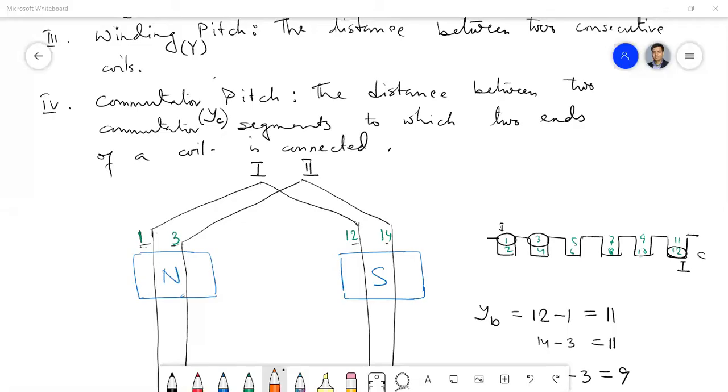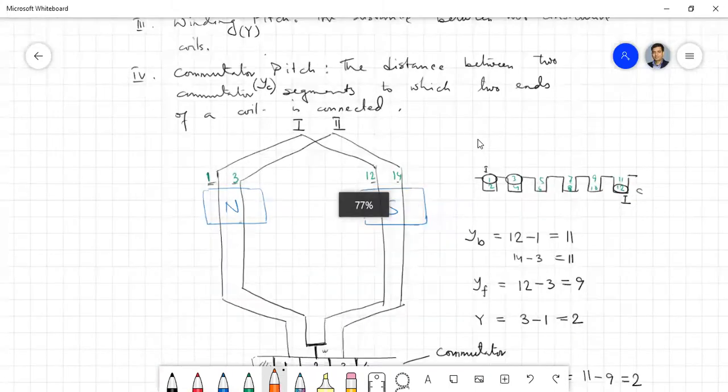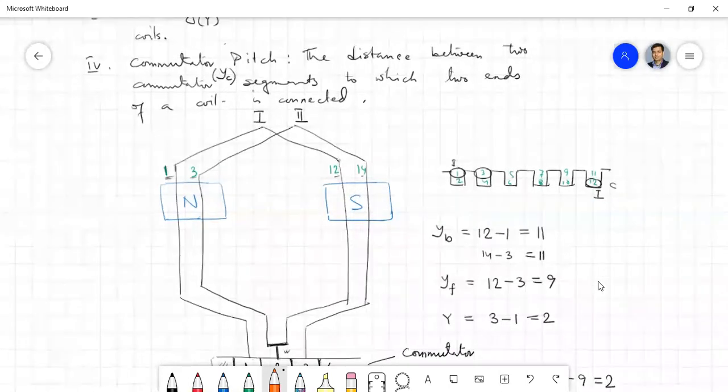Okay, let me share again. Now I think recording started, and I think you can see the board also, isn't it? The board you can see now.